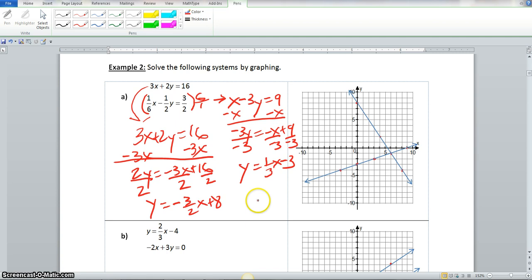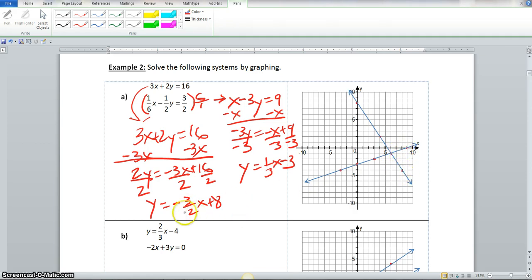Now, what we would do is this. This line here goes with this first equation here. I plotted a point at (0, 8). I plotted another point at (4, 2). Plotted another point at (6, -1). Plotted one more at 8, and this will be -4.